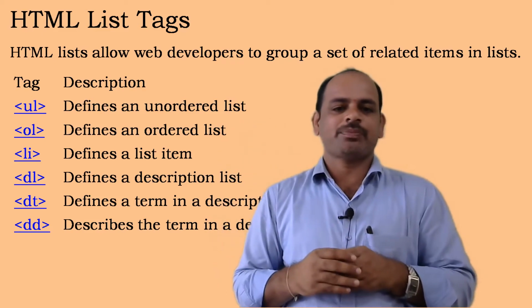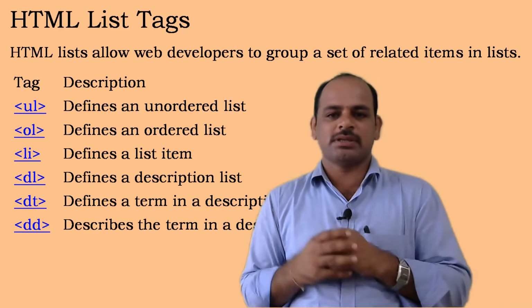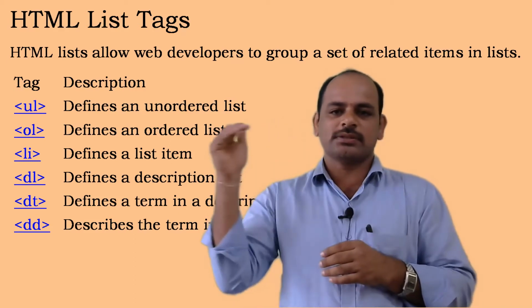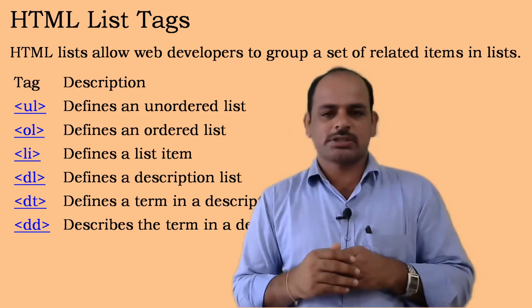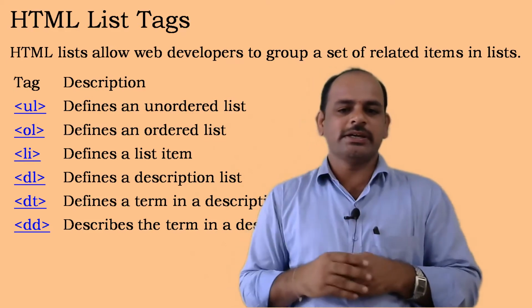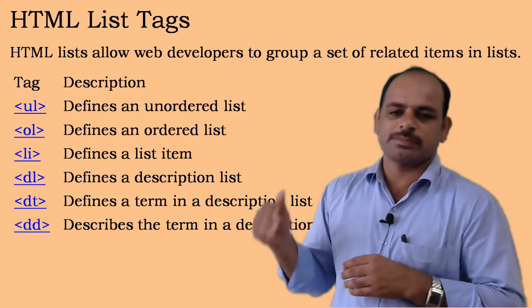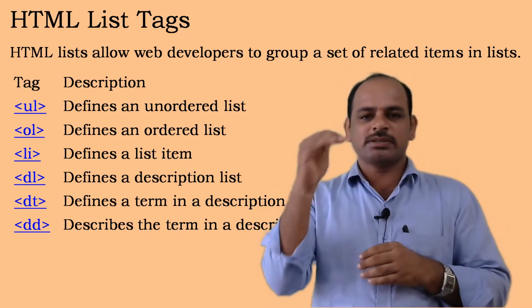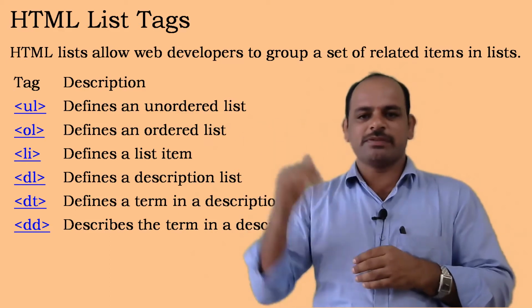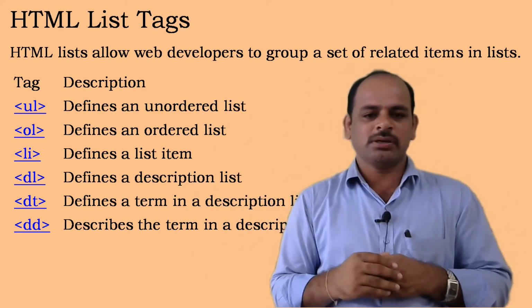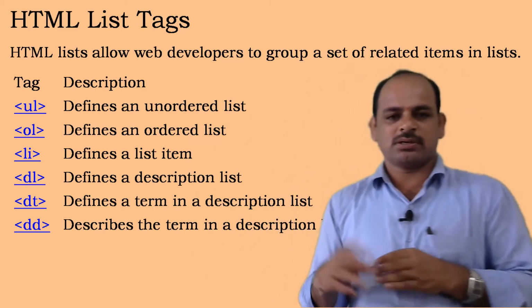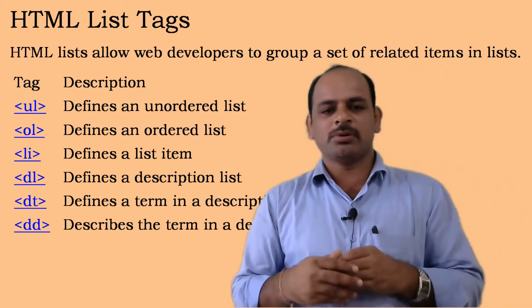Next, DL defines a description list. For each item in the list, there may be a description, right? DT defines a term in a description list. If there is a description list, for each entry you can specify a particular term. DD describes the term in the description list. We will see each one in detail.